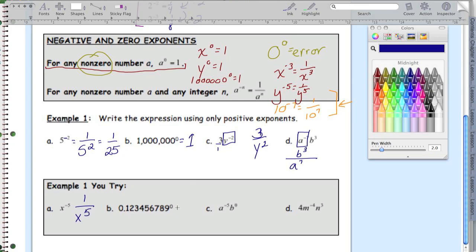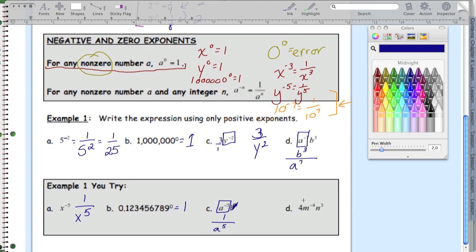0.123456789 to the 0 is equal to 1. Here we're going to take it in pieces. A to the negative 5th goes in the denominator, becomes a to the positive 5th. And b to the 0, again, anything to the 0 power is just equal to 1. So that whole thing just disappears, and we have 1.